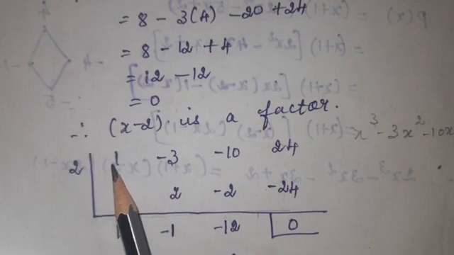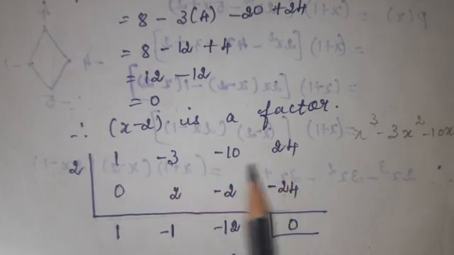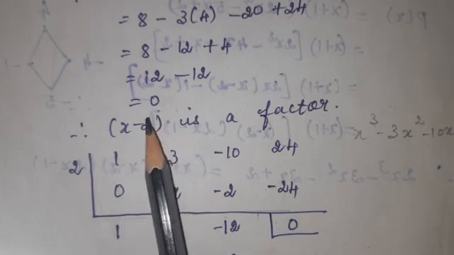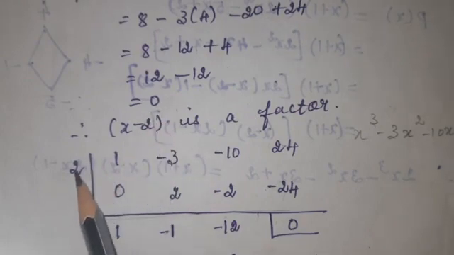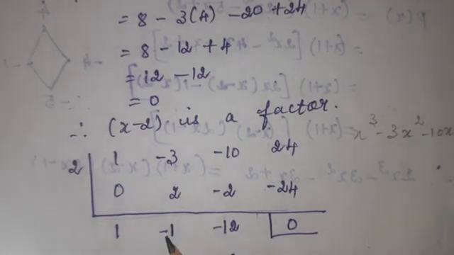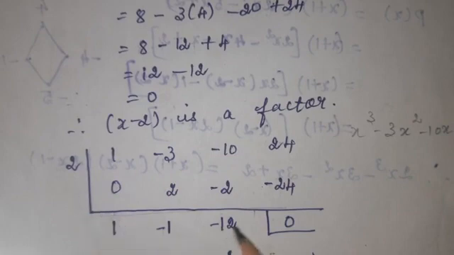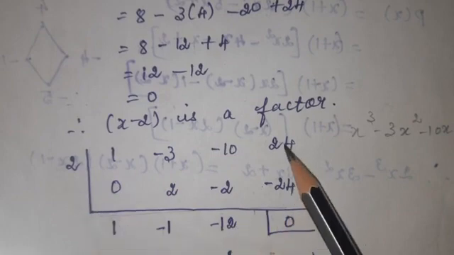quotient. So here the coefficient is 1, then minus 3, minus 10, 24. Here 2 is a factor, so I am taking that 2. 0, 1 plus 0 is 1. 2 ones are 2, minus 3 plus 2 is minus 1. 2 into minus 1 is minus 2. So minus 10 minus 2 is minus 12. 2 into minus 12 is minus 24. Here plus 24 minus 24 is 0.